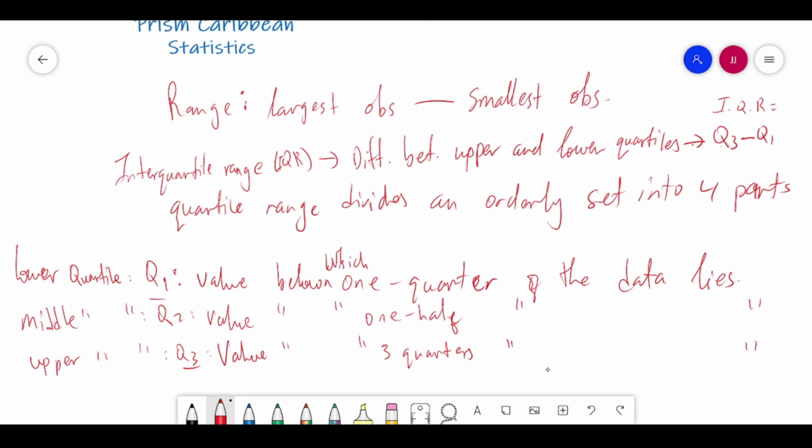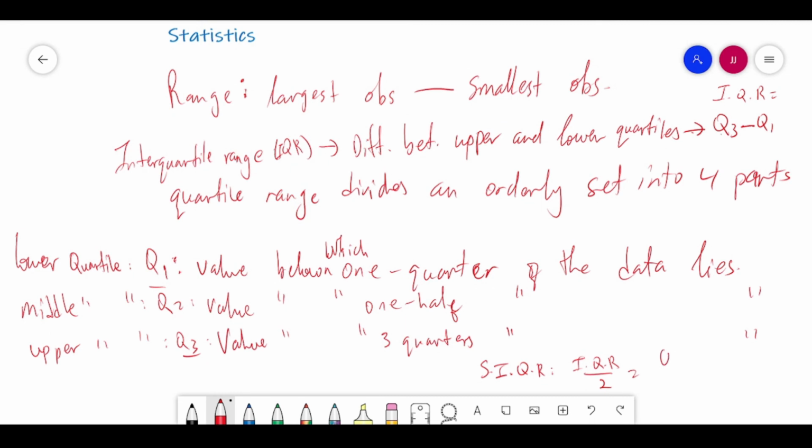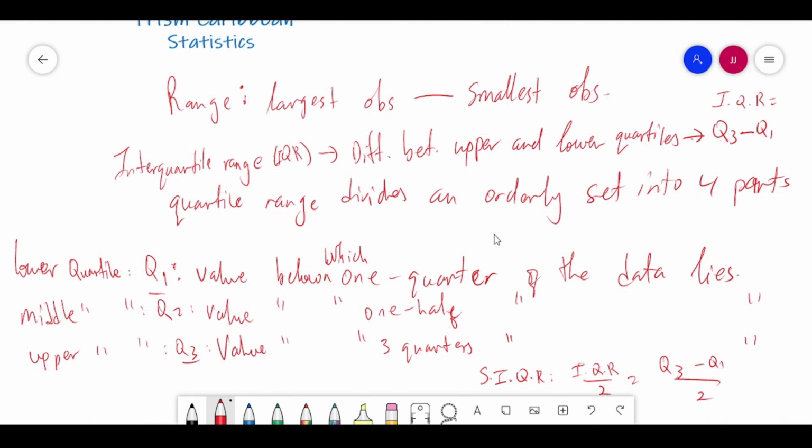And the semi-interquartile range is basically the interquartile range divided by 2, which is equal to Q3 minus Q1 divided by 2. And really and truly, it's that simple. Of course, I know I haven't shown any example with it here, but I'd rather save it for the past paper questions, and I don't want to make the video too long. I just want to get straight to the point.